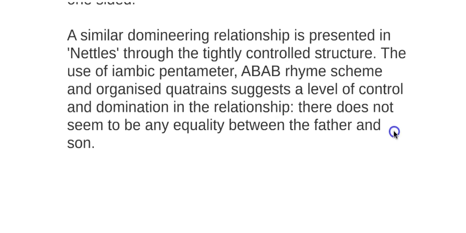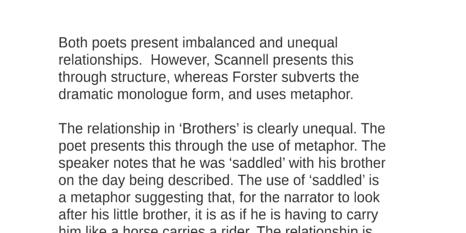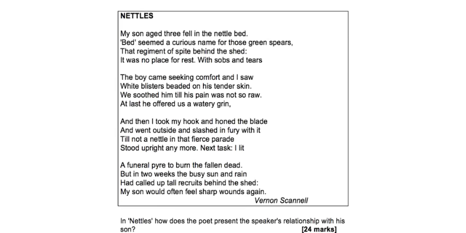A similar domineering relationship is presented in Nettles through the tightly controlled structure. The use of iambic pentameter, ABAB rhyme scheme, and organised quatrains suggests a level of control and domination in the relationship. There does not seem to be any equality between the father and son. And that would be it for me. I think that's probably what I could get done in 10 minutes, to think of those ideas and to quickly jot them down. So I hope you found this short video series useful.